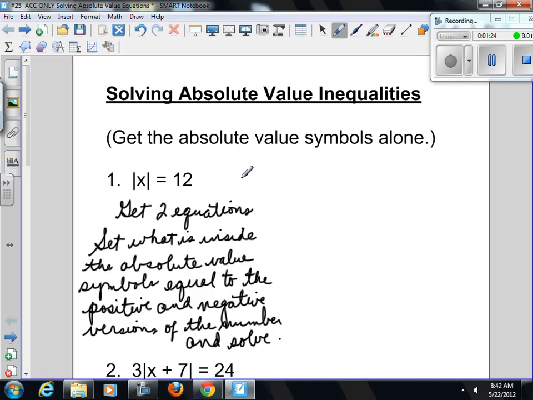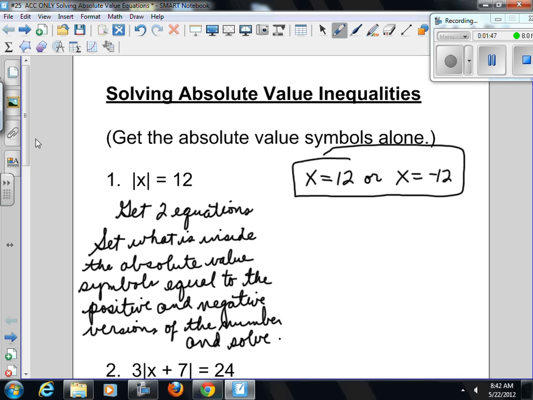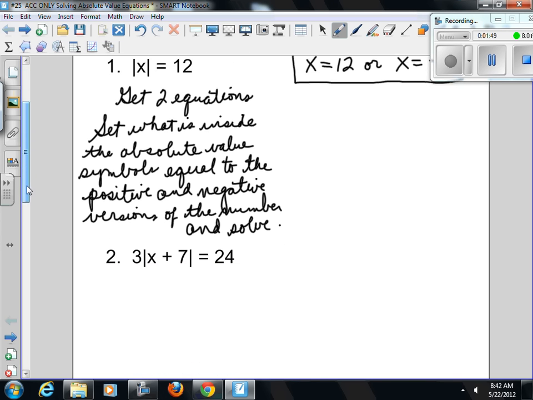So, for instance, the absolute value of x equals 12. We have absolute value symbols alone, so we're going to say what's inside, x, is equal to the positive version of the number, which is positive 12, and x is equal to the negative version of the number, which is negative 12. And we're going to put the word or in between them. That's actually your answer in this case. There's nothing more to do to solve. We'll see some in just a minute where you do have to solve.